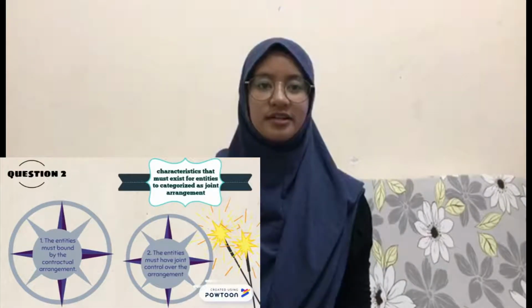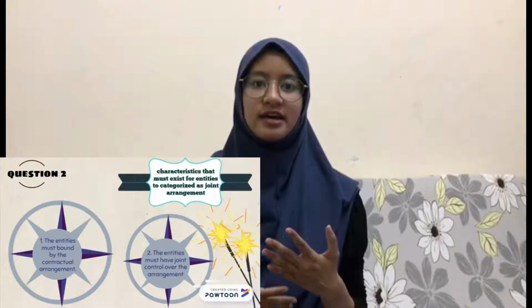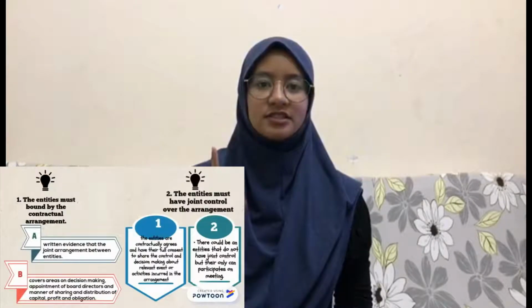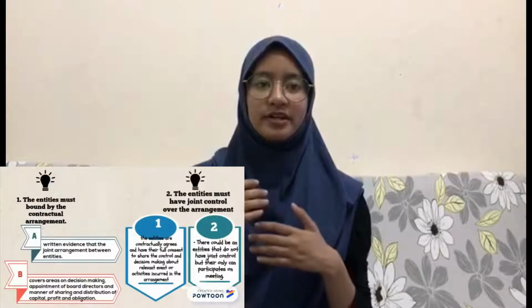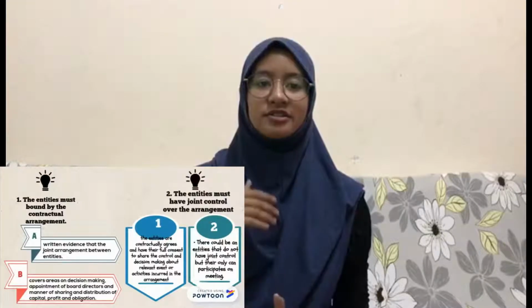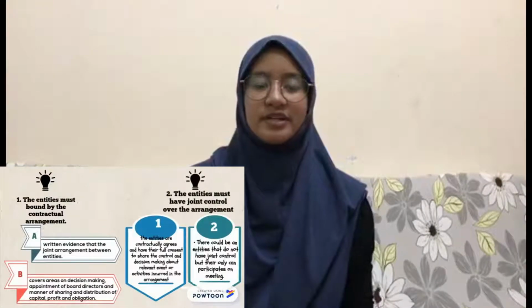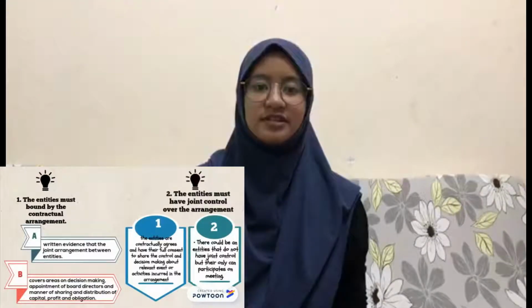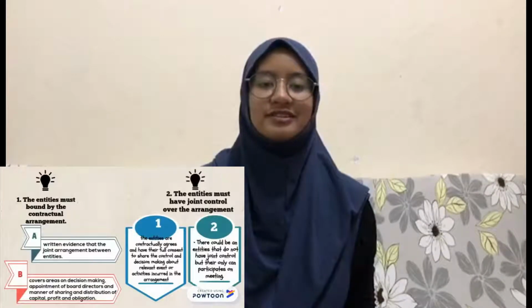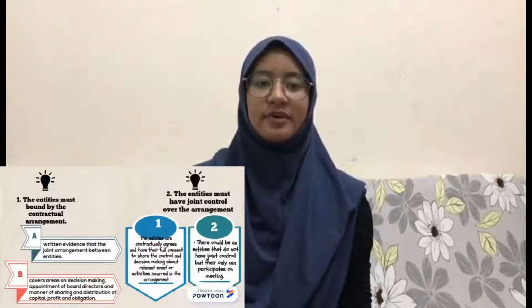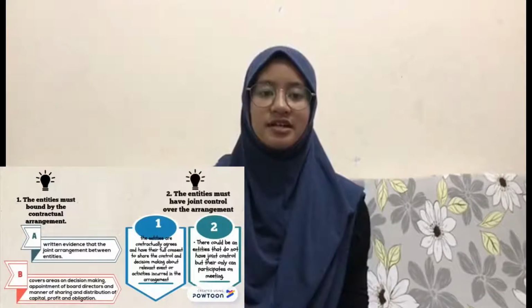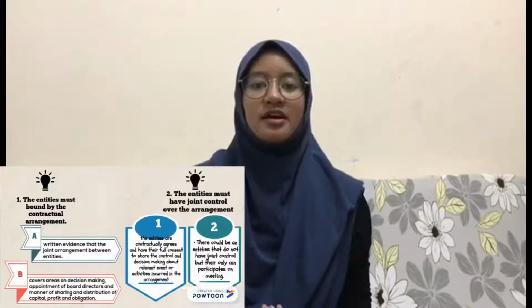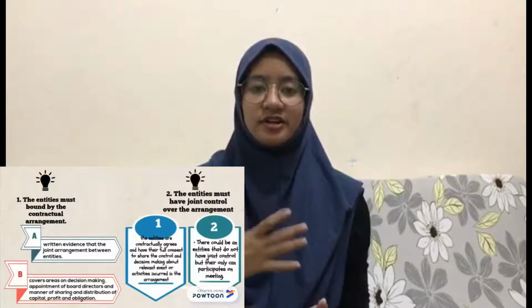State two characteristics that must exist for entities to be recognized as a joint arrangement. First condition is the entities must be bound by a contractual agreement. A contractual agreement is a written document as evidence that they are joined to the arrangement. There are 3 areas covered by the contractual arrangement, such as activity, duration, and reporting obligation of the joint arrangement.